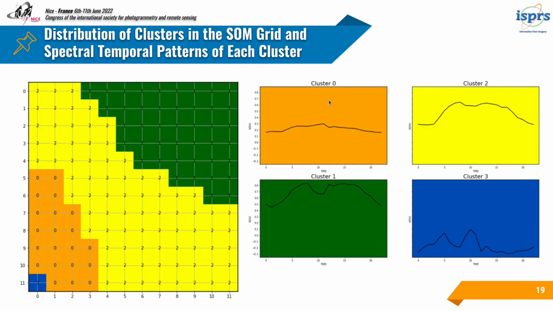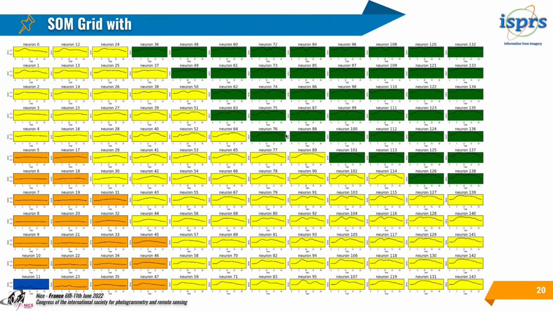On this slide, you can see the distribution of the clusters in the neuron grid, and also the time series that represent each cluster, calculated using the average of each codebook vector integrated into the same cluster. Here is seen how the self-organizing map grid is with the codebook vectors and which cluster it was represented by color.